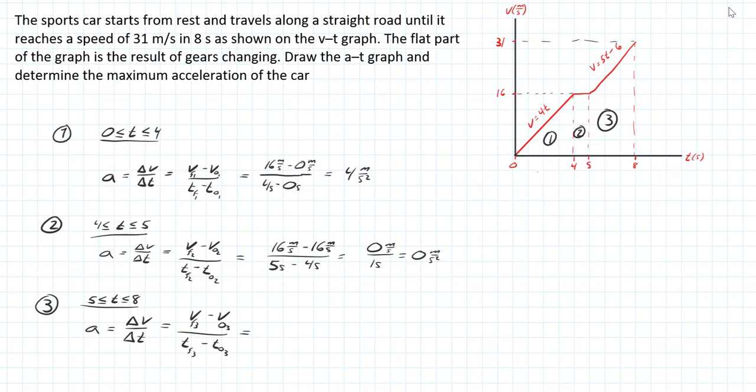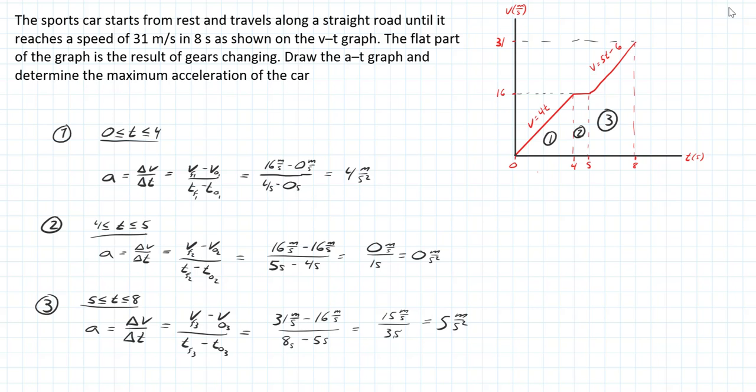It's also told to us in the problem. So we have 31 meters per second subtracted from our 16 meters per second, divided by 8 seconds, our final time, minus our 5 seconds. So what we have left here is going to be 15 meters per second divided by 3 seconds. So what we have left is just going to be 5 meters per second squared.